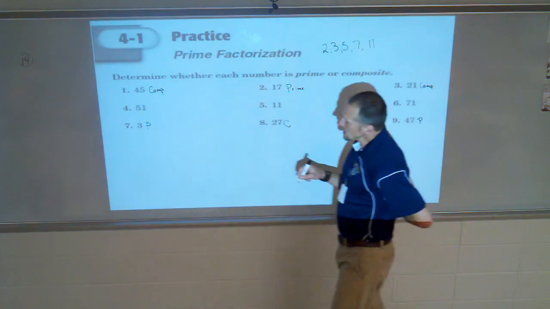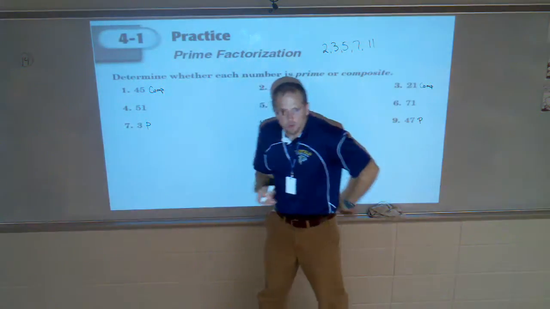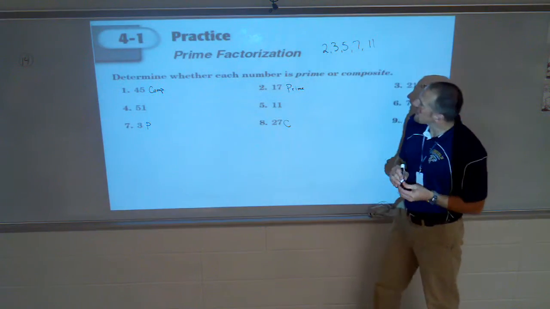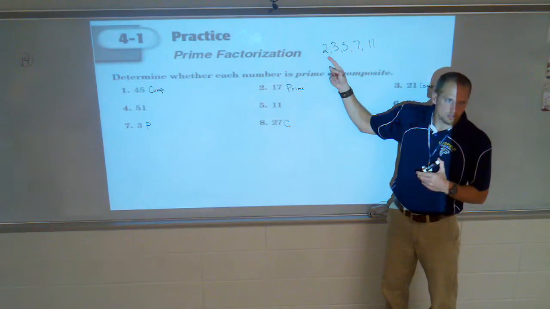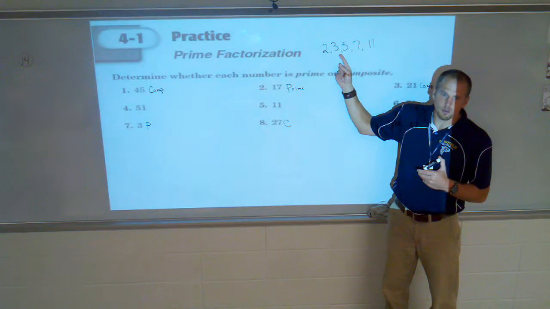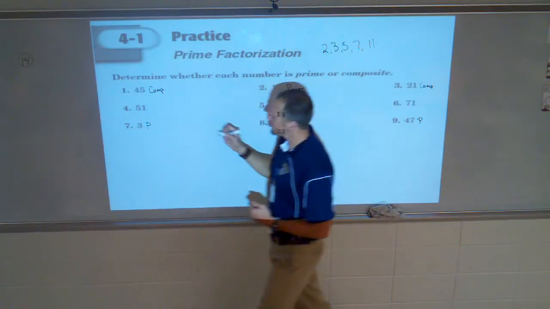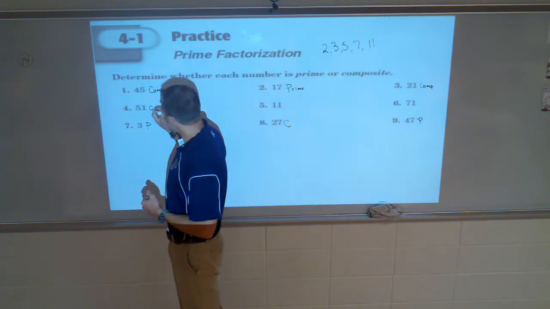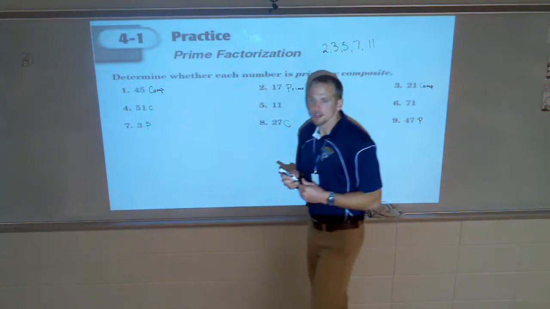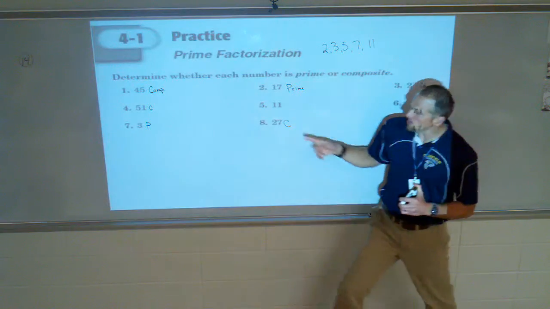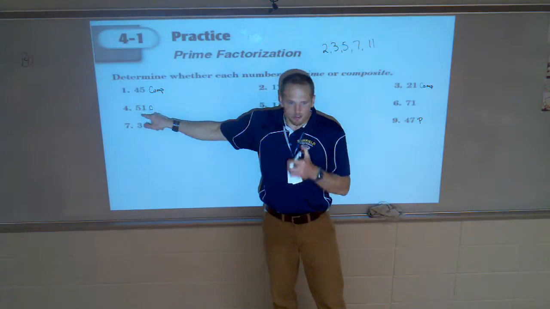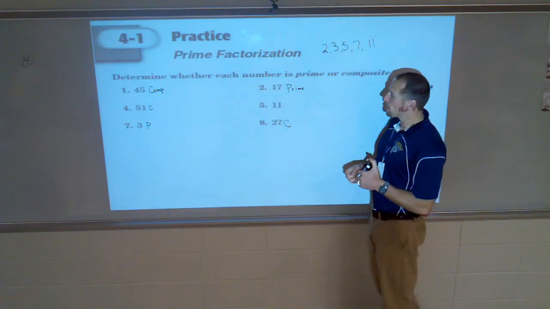Now, let's look at these. 51. Can I divide 51 by 2? No. Can I divide 51 by 3? Yes. 17. 3 and 17 make 51. So 51 is composite. Yeah, you can tell. If you add the digits together, you get 6, so you can divide it by 3.